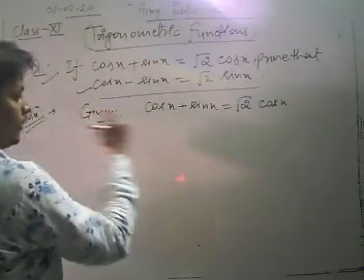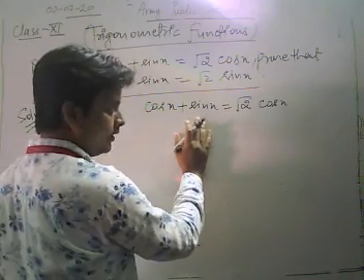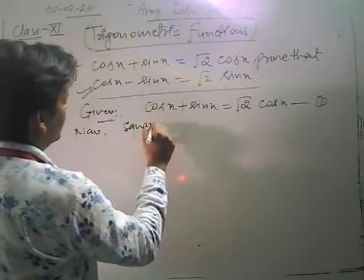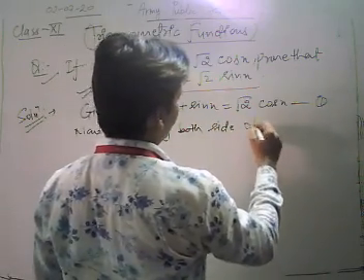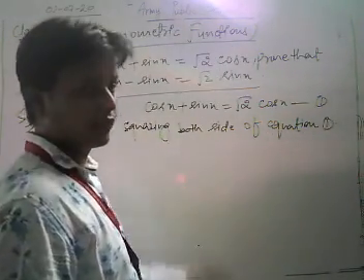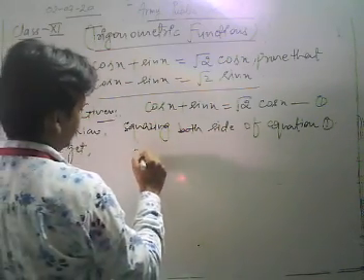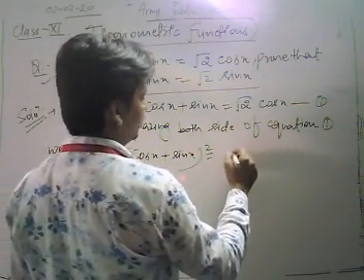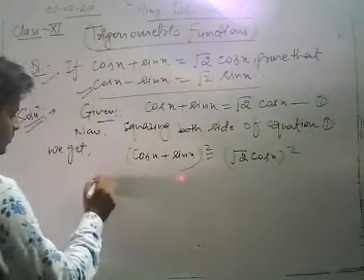Okay, for proving that equation, first we square both sides of the given, which we take as equation 1. Now squaring both sides of equation 1, we get cos x plus sin x whole square is equal to root 2 cos x whole square.